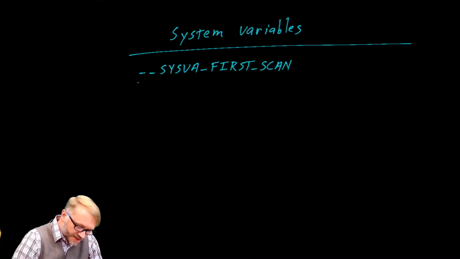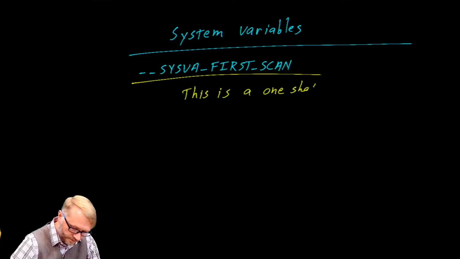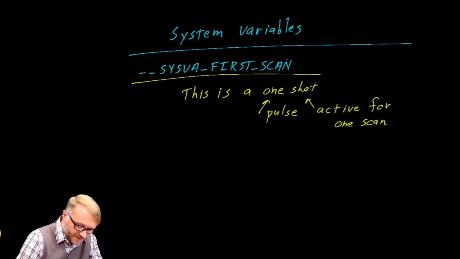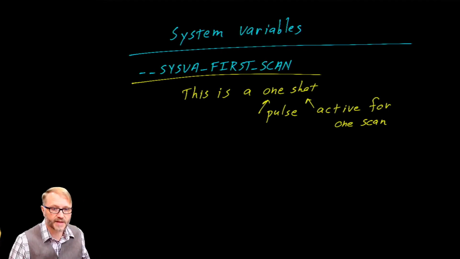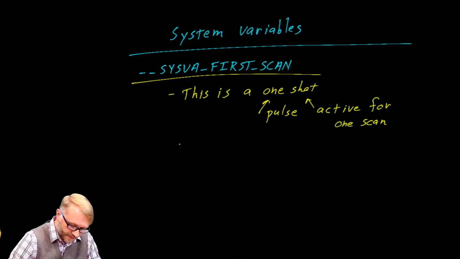On a scale of 1 to 10, I would put this first scan somewhere up there around about a 9. This is something that you're going to need to use in your program. It is a one-shot, which means it's a pulse that's active for one program scan. This particular variable will be active for one and only one program scan. It will be active on the first program scan, as suggested by the name. You'll use it to initialize variables.